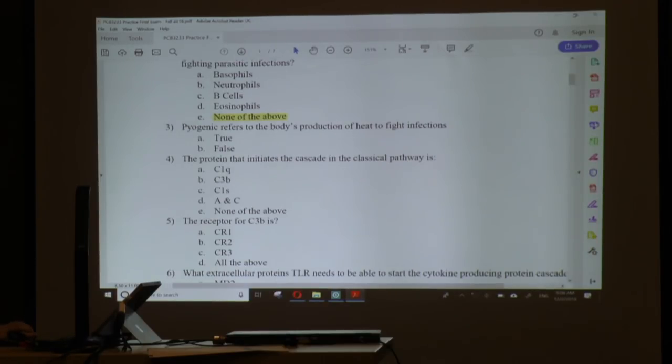No? All right. So then pyogenic refers to the body's production of heat to fight infection. Is this true or false? False, right? Because pyo means pus. Pyro with an R is the heat production. The way I remembered this is for pyro, I would think of a pyromaniac, someone who likes to light things on fire, right? So that's the heat production part. And then the pyo, I would always say, yo, that's pus, and that's how I would remember it. But you can do whatever mnemonic works for you.